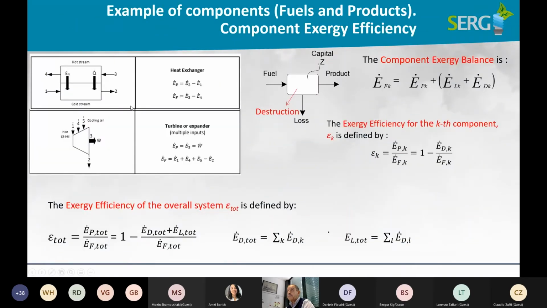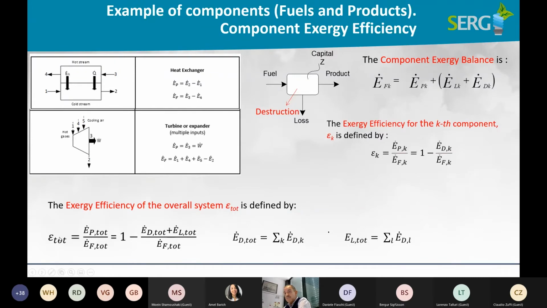And here there is a general example of a component. The component is a box where a fuel gets in, a product gets out, but there are also destruction and loss. So the balance overall is that the fuel, what enters, is the product plus the loss plus the destruction. And you can define the Exergy efficiency, but generally when you speak of the Exergy efficiency of the component, you consider only the destruction and you do not consider the loss.